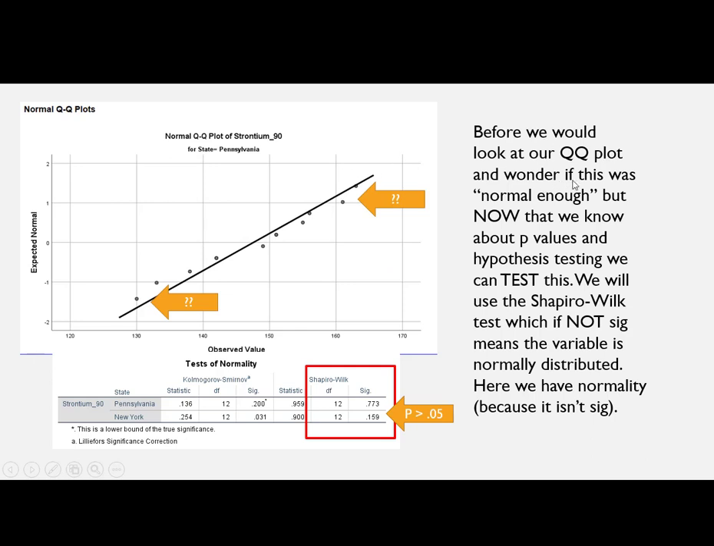Before, we looked at our QQ plot and wondered if this was normal enough, but now we know about p-values and hypothesis testing, and we can actually test this. We will use the Shapiro-Wilk test, which, if not significant, means the variable is normally distributed.